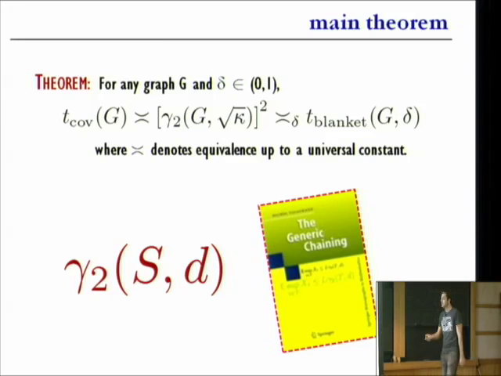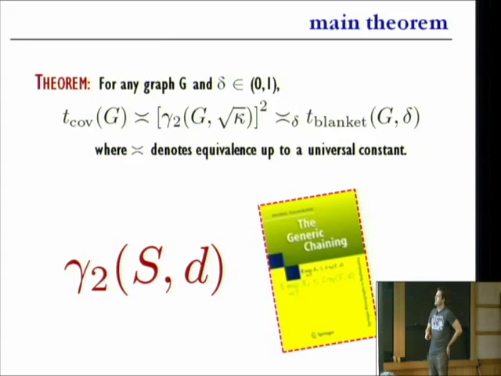Yes, this is Talagrand's gamma 2. In general, if d is a metric, the square root will also be a metric, by concavity. And this gamma 2 is, as I said before, Talagrand's functional, which is defined for any metric space. He only cared about it for very specific metric spaces initially in his work.